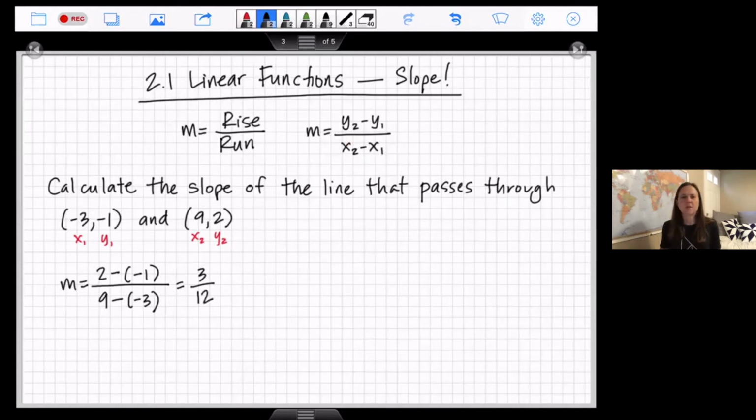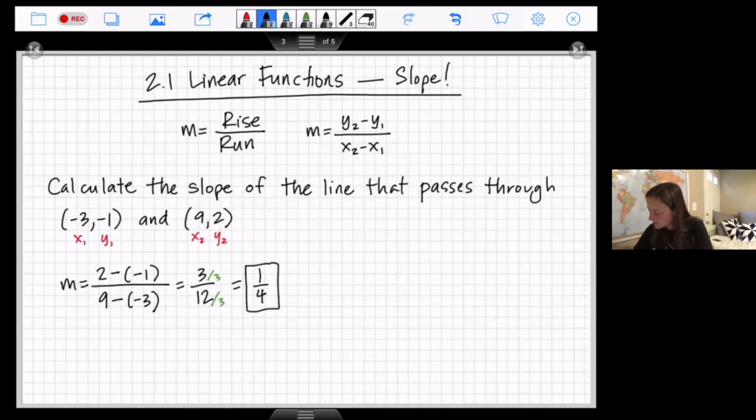And we can reduce that, right? Those are both divisible by 3. So let's divide by 3. And I get my slope is 1/4. Okay, so let's just plot those 2 points and that line and think about what a 1/4 slope means.